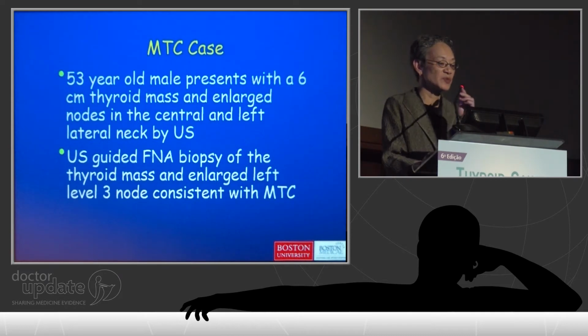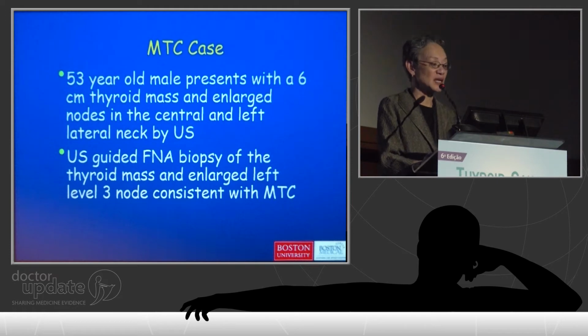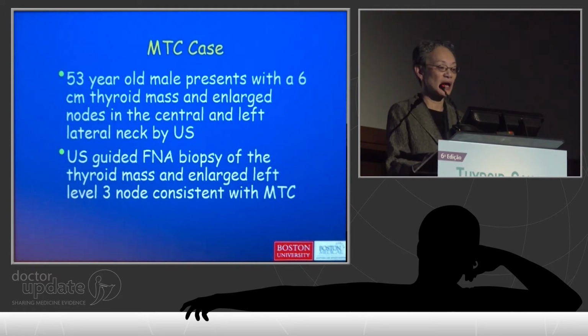So, as always, I'm going to start with a case. A 53-year-old male presents with a 6-centimeter thyroid mass and enlarged 2 and 3 centimeter lymph nodes in the central and lateral neck by ultrasound. Now, this is actually controversial.